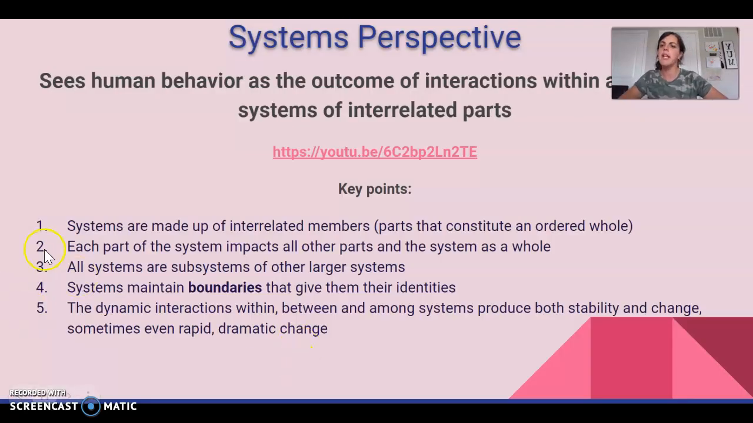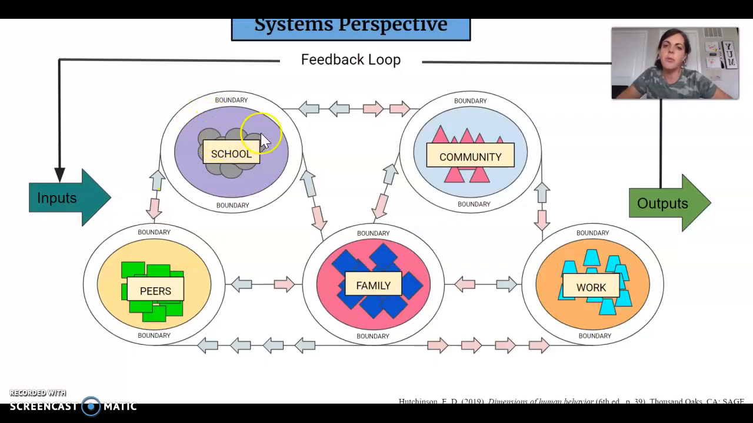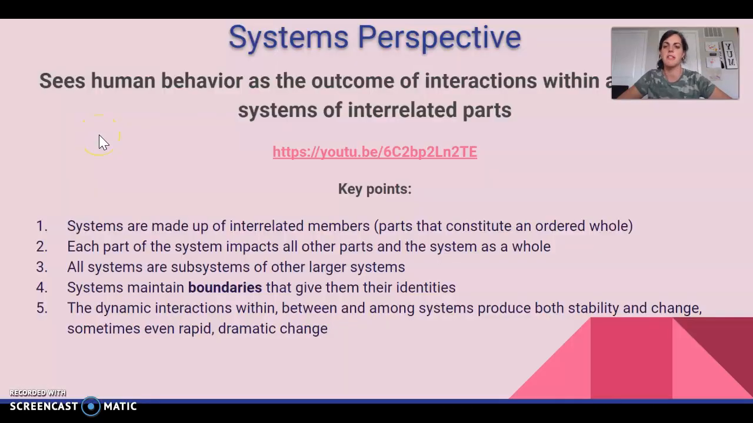If we go back to this one, each part of the system impacts all other parts in the system as a whole. So if something is going on in school, because of all of these inputs and outputs and the feedback loops, it has the direct ability to impact different aspects of a person's system. All systems are subsets of larger systems. That picture and graph demonstrate that pretty well.